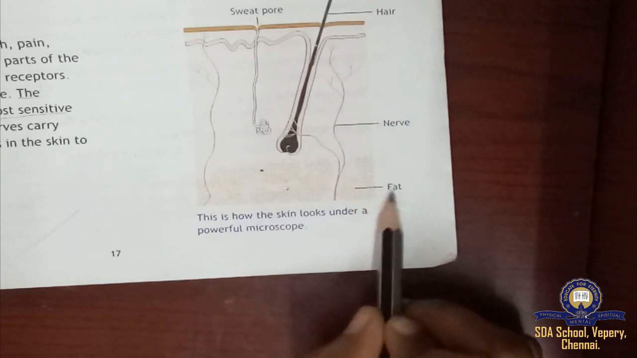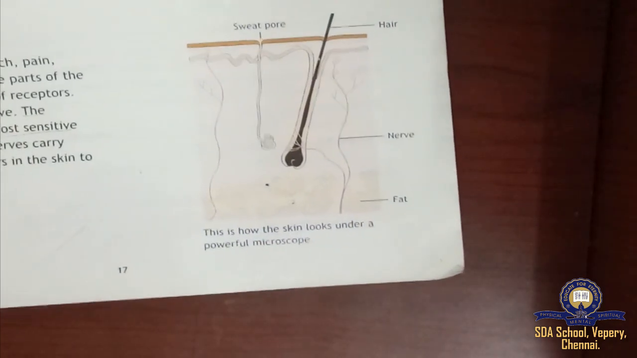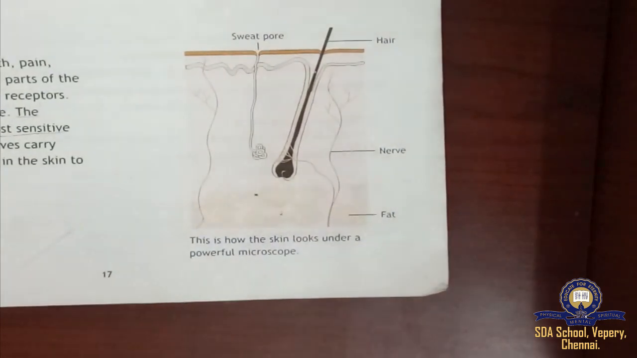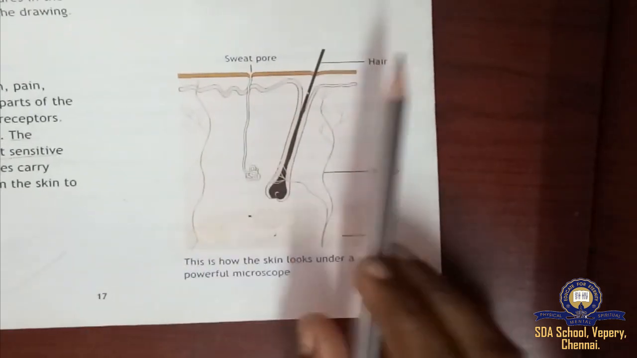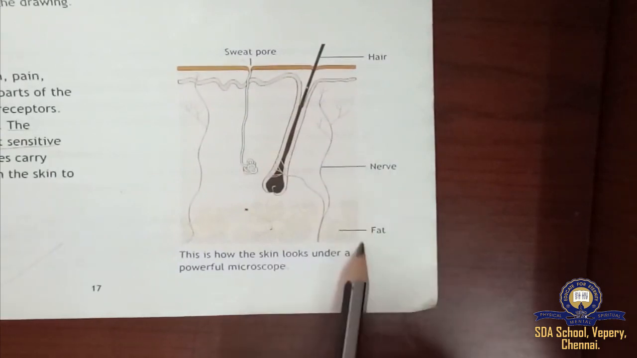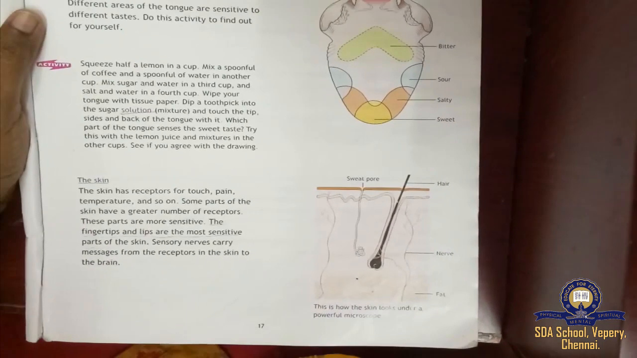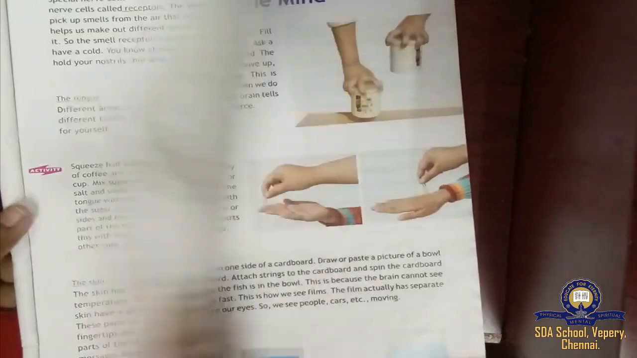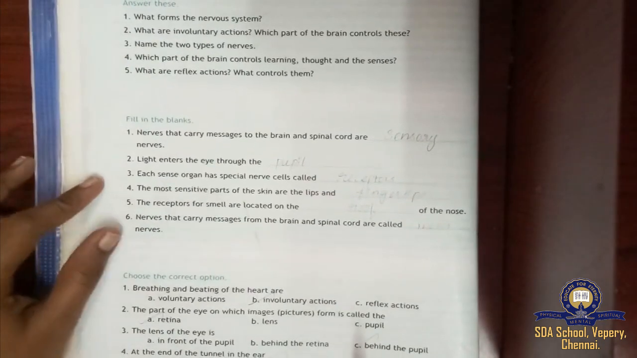Then fat. This is how the skin looks under a powerful microscope. When you see skin through the powerful microscope, it looks like this. You can find sweat pore, hair, nerve and fat. So with this your fourth lesson, the brain and the senses, gets over. Now it's time to do the fill in the blanks.